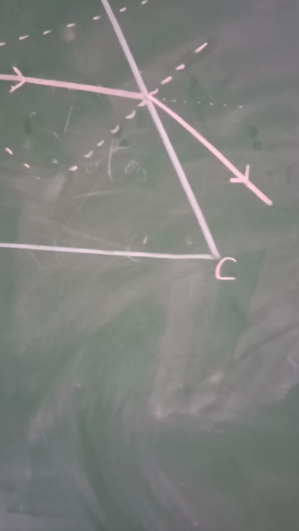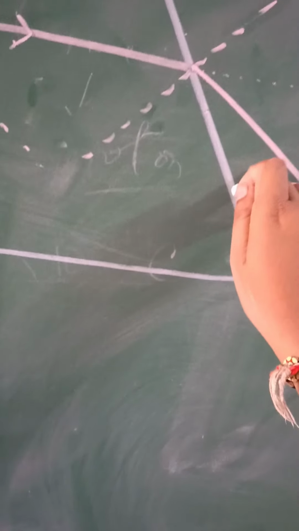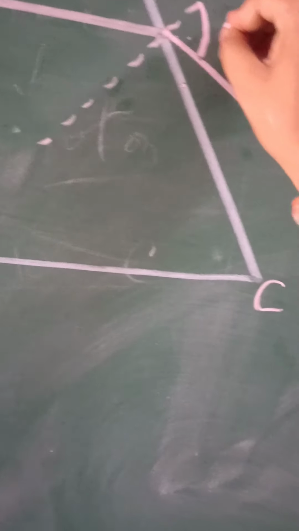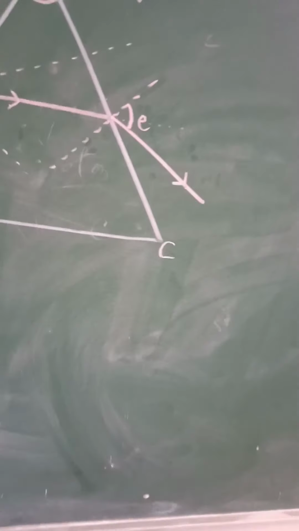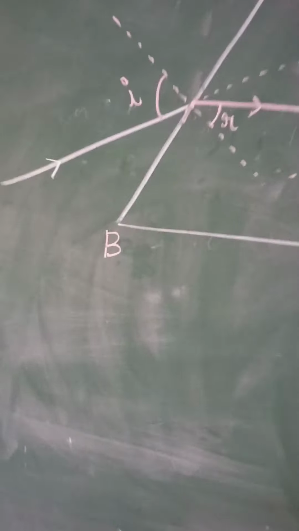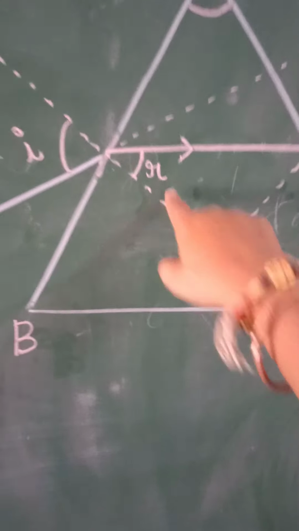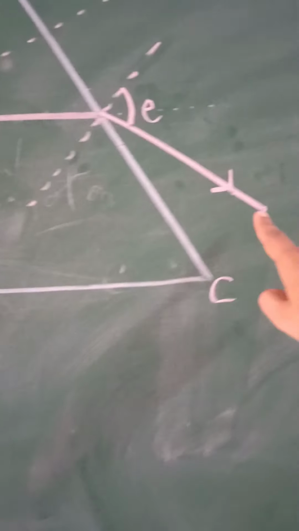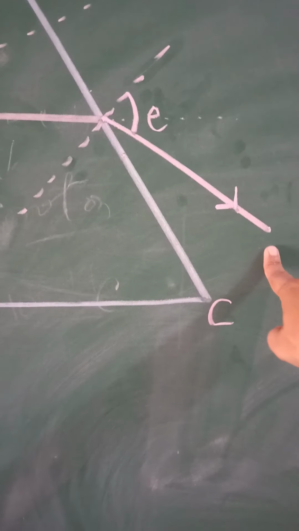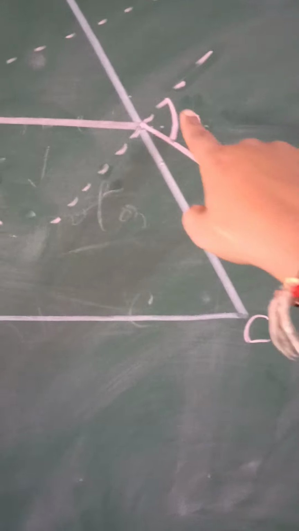The angle between this emergent ray and this normal is called the angle of emergence, which is denoted by small e. This is your incident ray and this angle is the incident angle. This is your refracted ray and this is your refracted angle, and this is your emergent ray, and this is your emergence angle, this one.